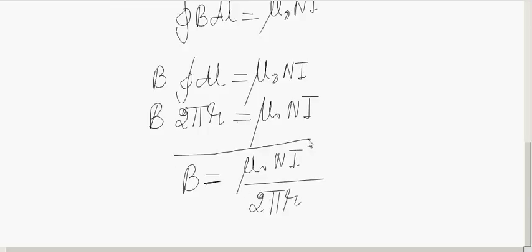This gives the magnitude of the magnetic field inside the toroid, which is mu naught n into I by 2 pi r. Here r is the distance from the center of the toroid to the point where we are finding the magnetic field, I is the current in each turn and n is the total number of turns. Now this is the magnetic field inside the toroid. At any point at a distance r it is given by mu naught n I by 2 pi r.